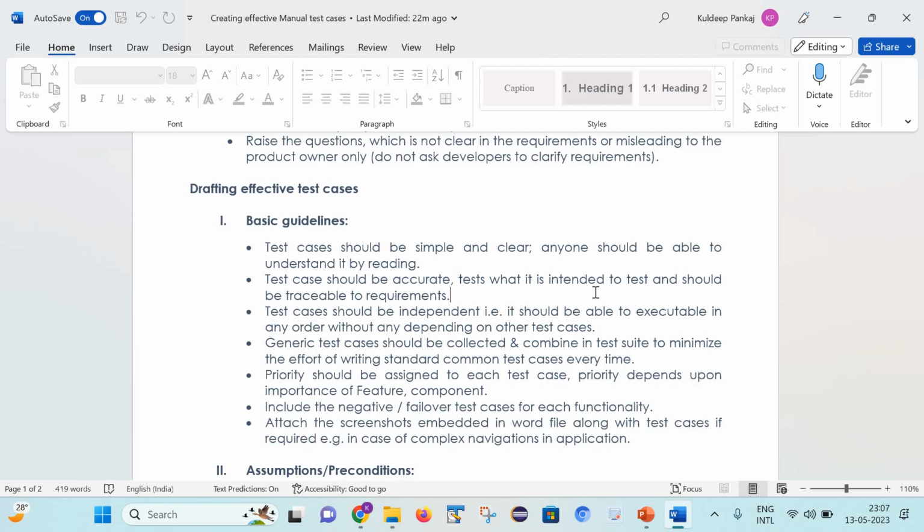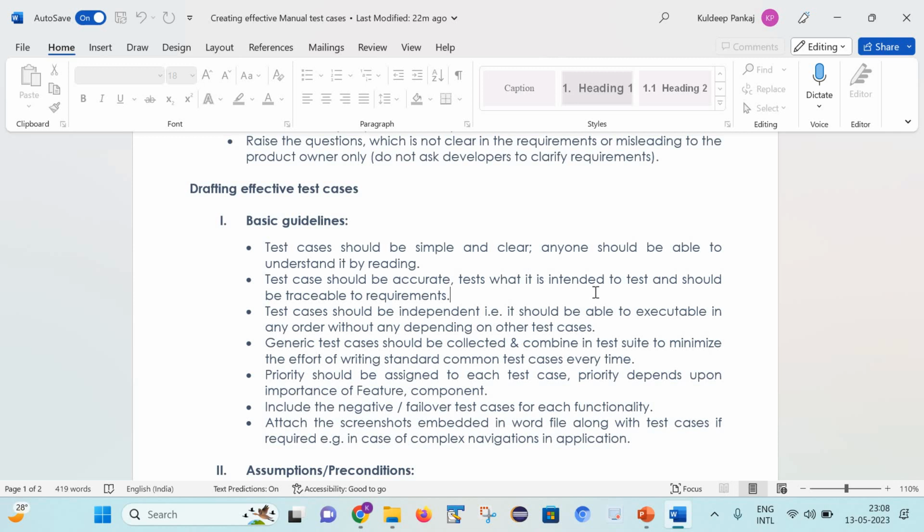Moving to the next point, the generic test cases should be collected and combined in a test suite to minimize the effort of writing the standard common test cases every time. If there are certain test steps that are repeated again and again, you can combine them into the test suite and provide a reference to those while creating new test cases.